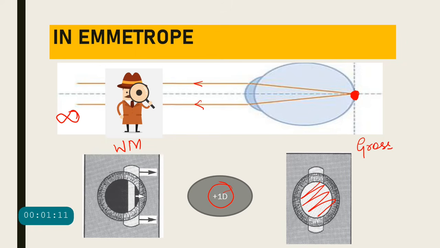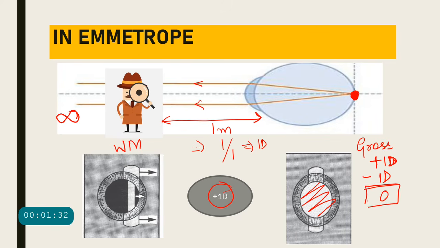So what will be your gross retinoscopy value? Your gross retinoscopy value will be +1 diopter. And what was your working distance? The doctor is sitting at 1 meter. So what is the calculation? 1 by 1 comes to about 1 diopter. So you have to subtract 1 diopter from your gross retinoscopy value, which was +1. So +1 minus 1 diopter comes to 0. It indicates that the patient is an emmetropic patient.